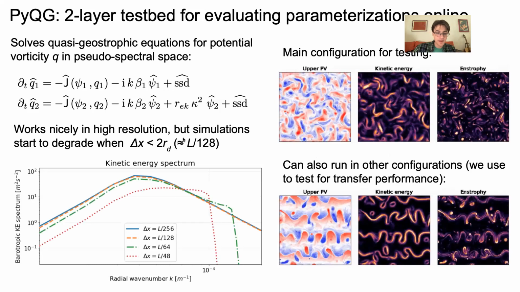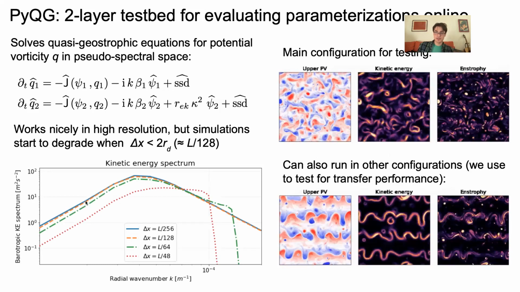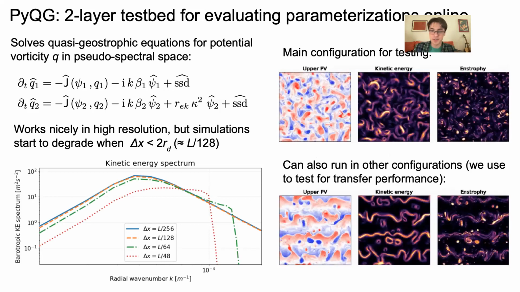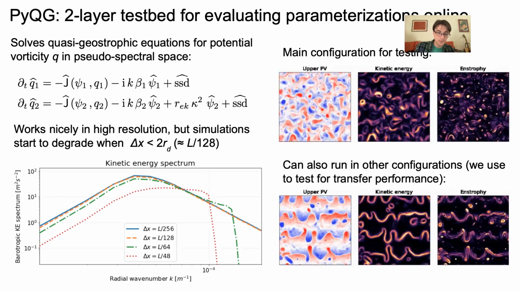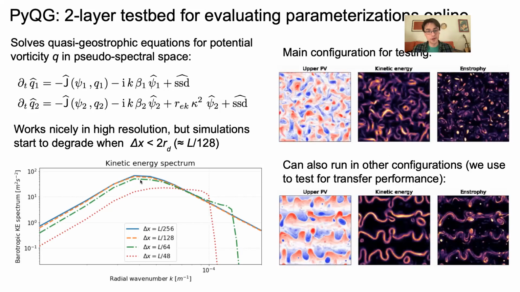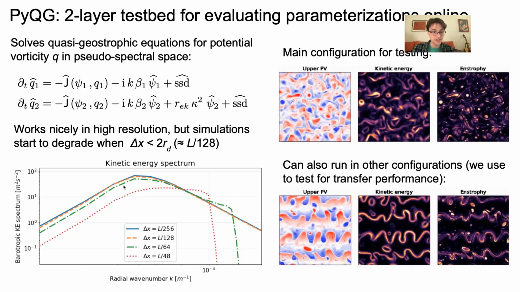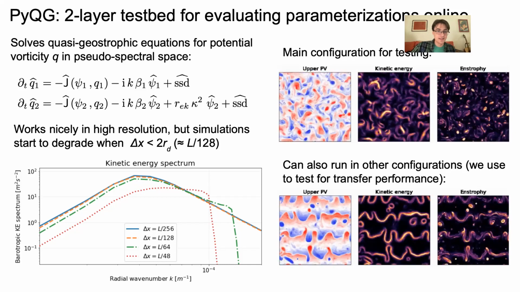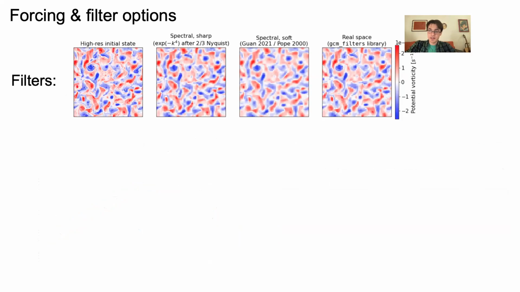We can see that when we run it in high resolution, which we define as grid size larger than twice the deformation radius, we get convergence. But when we start running it at lower resolutions, we start to see divergences in many quantities, such as the kinetic energy spectrum. Okay, so let's go through the things we're going to study varying.